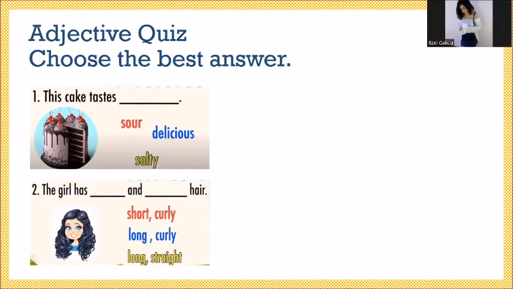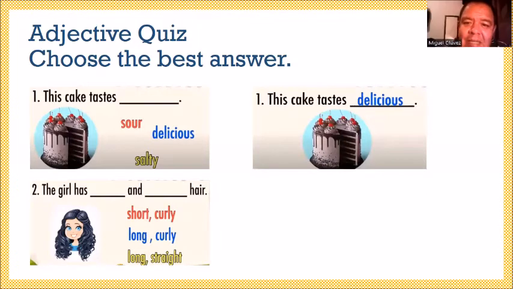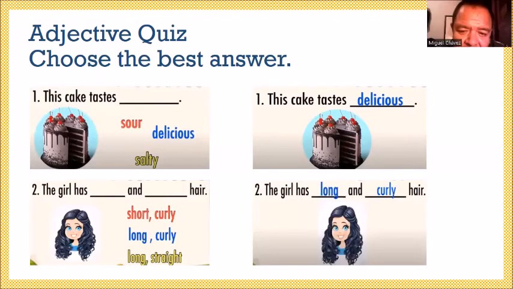Yes, teacher. This cake tastes delicious. Yes, this cake tastes delicious. Thank you so much. Number 2. The girl has long and curly hair. Yes, you're right. Thank you so much. Okay. Remember that the color words are adjectives.